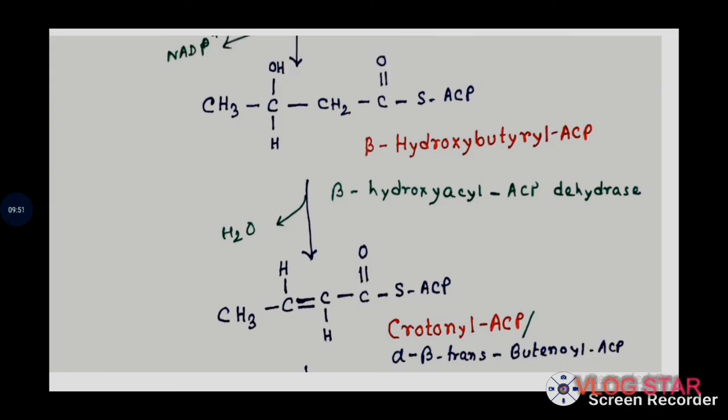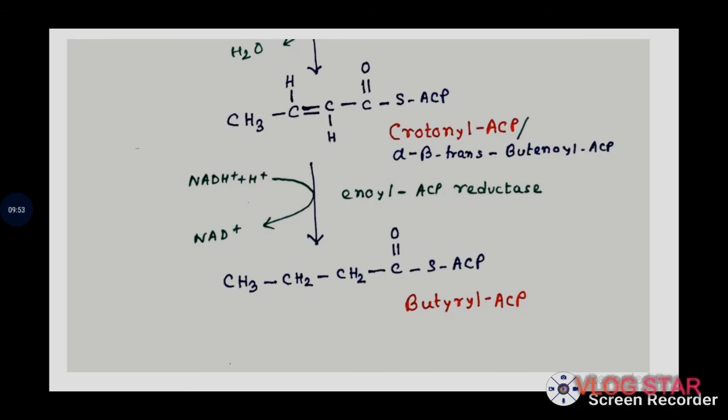In the next reaction we have the reduction reaction again. So enoyl ACP reductase, because it is reducing the compound, forming butyryl ACP. This cycle will repeat again and again. After 6 cycles it would form palmitoyl ACP, or palmitic acid, and it's that simple.